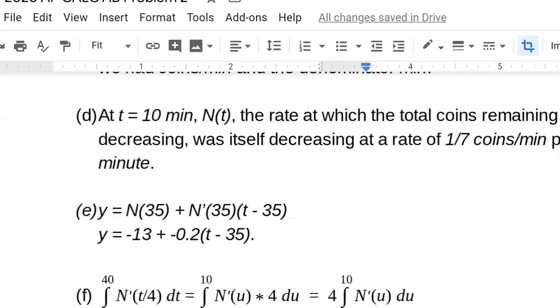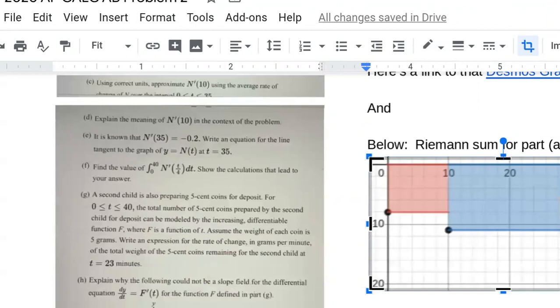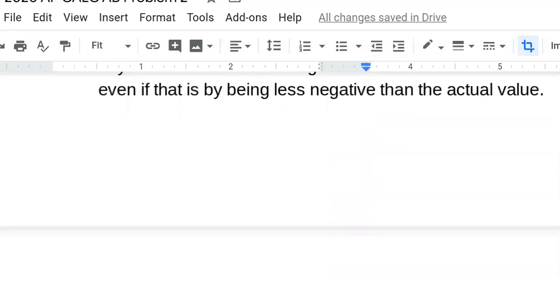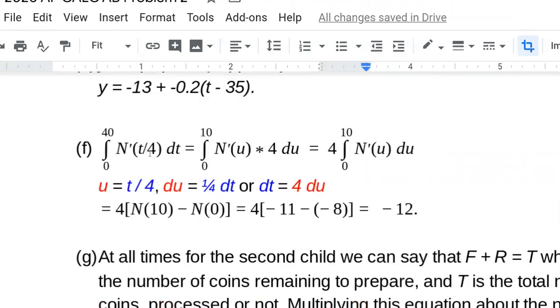F. What's F? Find the value of this definite integral here, where they've made a little change of variables. Show the calculations that lead to your answer. This is U substitution, I believe we call it. We don't like this t over 4, so we just change it into u. Du would then be 1/4 dt, taking the derivative of both sides. Or you could simplify that, dt is 4 du.